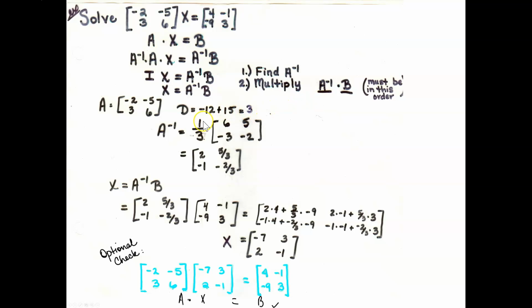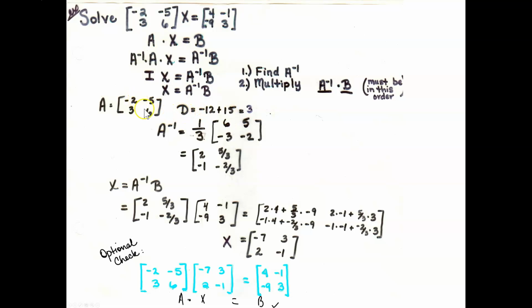All right, so first off, I need to find the inverse of A. For our formula, remember it's 1 over D, and then we have the jumbled matrix. So I'm going to switch negative 2 and 6, so they just swapped places. And I'm going to leave 3 and negative 5 where they are. I'm just going to change their signs to the opposite. All right, then for the D value, by the way, that stands for determinant.